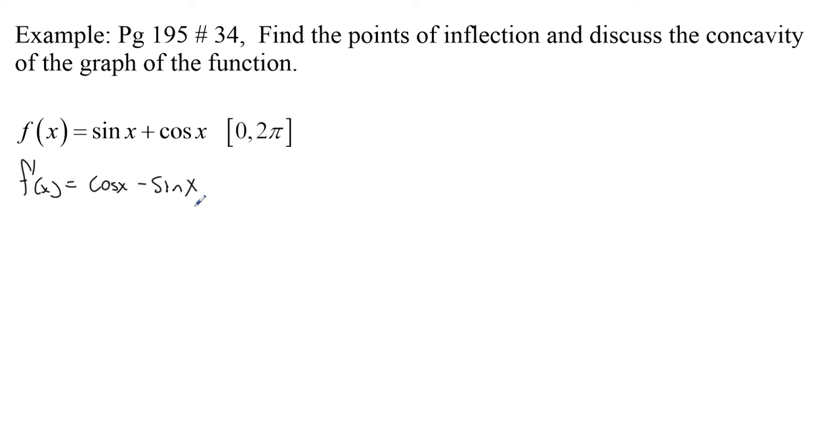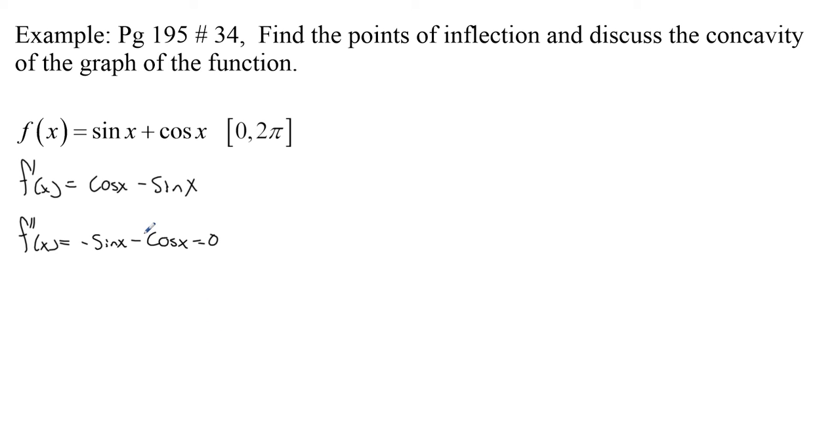And so let's see here. The second derivative, f double prime of x. The derivative of cosine is negative sine x. And then this will be negative cosine of x because the derivative of sine is cosine, so it wouldn't change the sign. And we need to know where that's equal to 0.